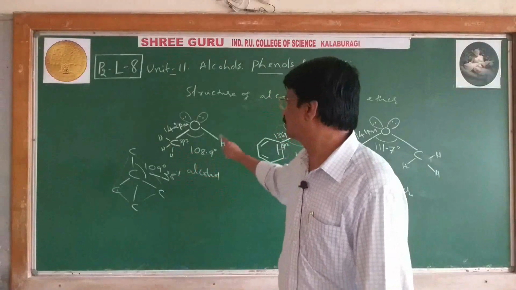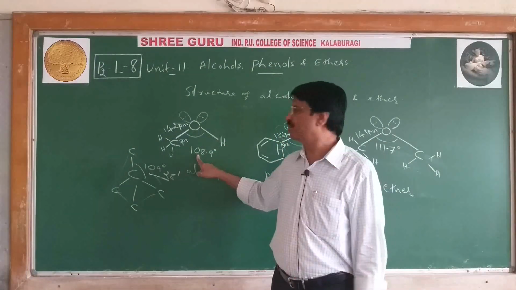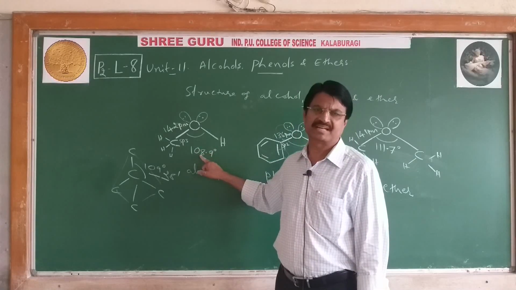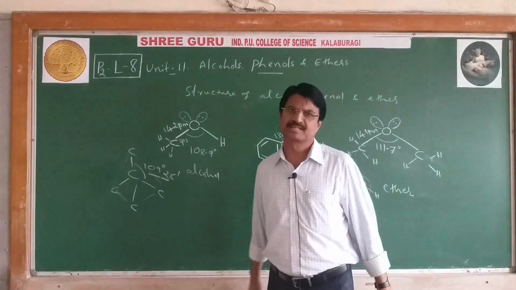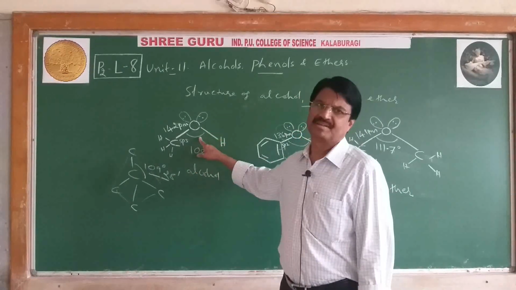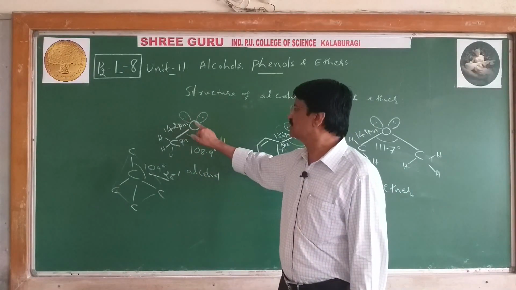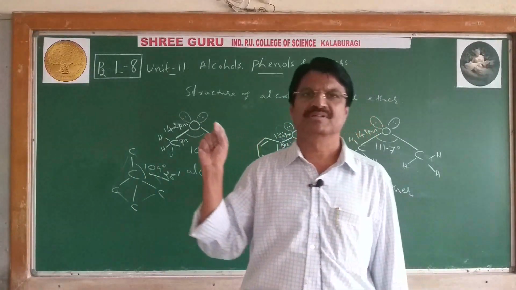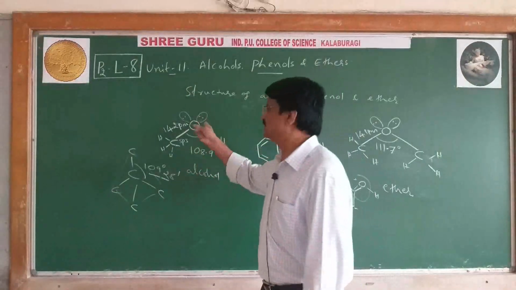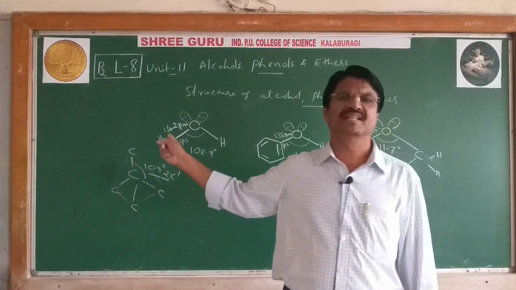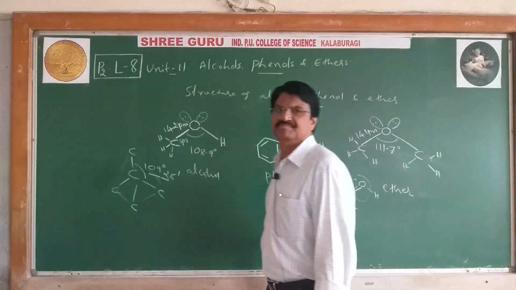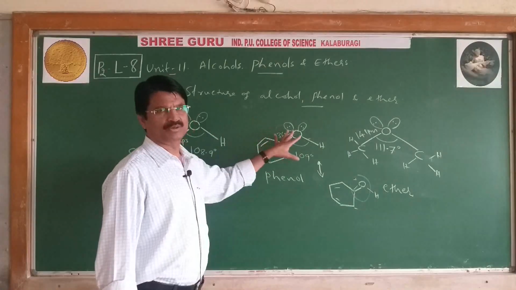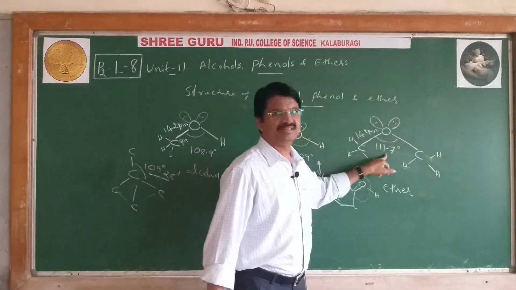But here there may be a question carrying 1 mark: bond angle in alcohol is slightly less than tetrahedral angle, why? So answer is, in alcohols, lone pairs of electrons on oxygen have repulsive interactions. Because of that reason, they have less bond angle. Next, same type here in case of phenol, same reason you write in phenol.